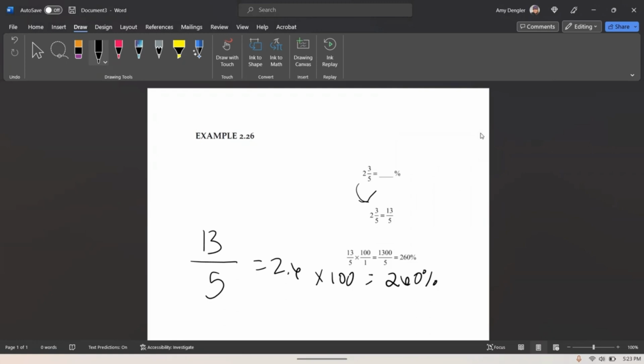This is how I do it, so whatever way is best for you. And if you need a refresher on how to do this, remember 5 times 2. You take the denominator and multiply it by the whole number. That's 10. You add the numerator, and you get 13. You keep the denominator the same.